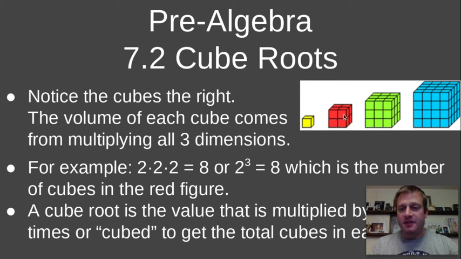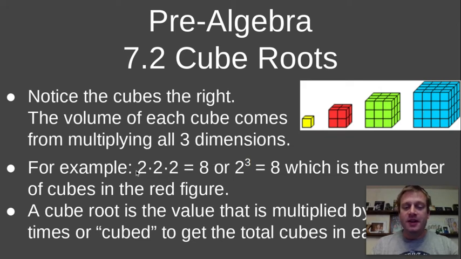The second cube is 8 cubic units. The third cube, it's got 3 by 3, 9 in the bottom layer, and then that nine is repeated 3 more times for the overall cubic volume of 27. And then the last one is a 4 by 4 base, and that base is repeated 4 times upwards. So the overall volume there is 64.